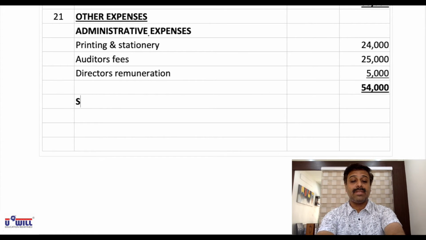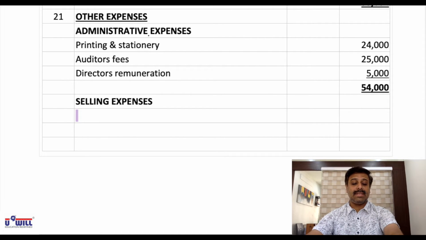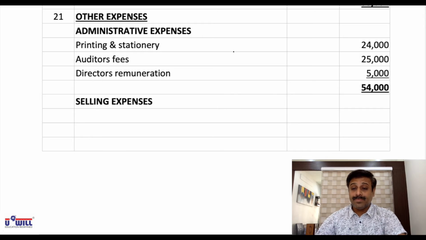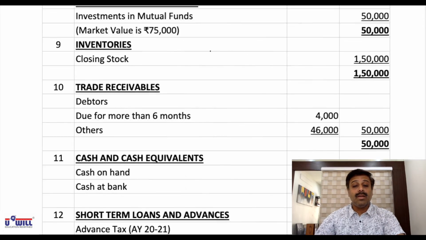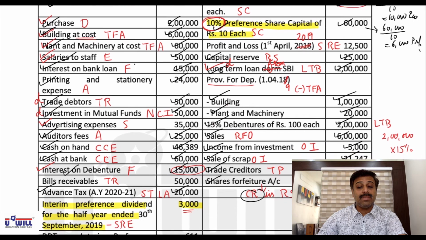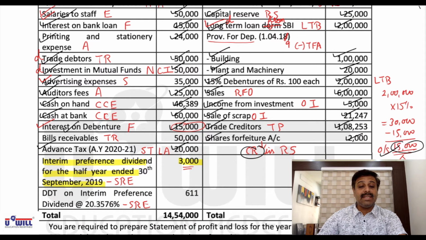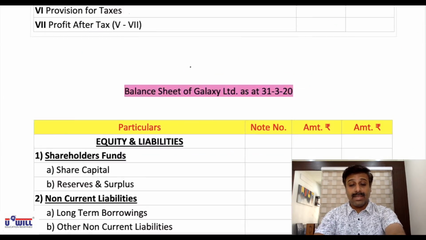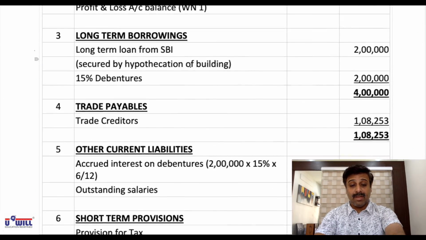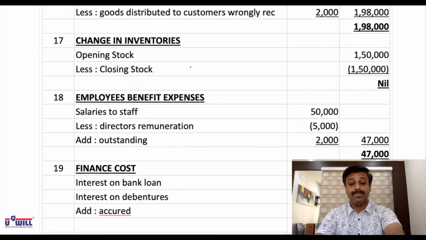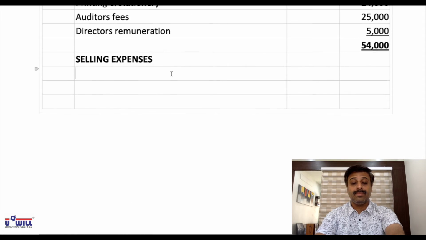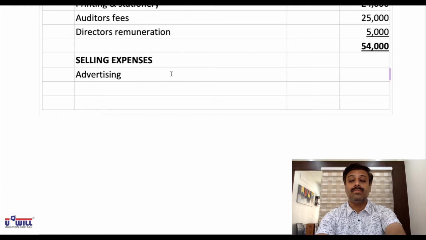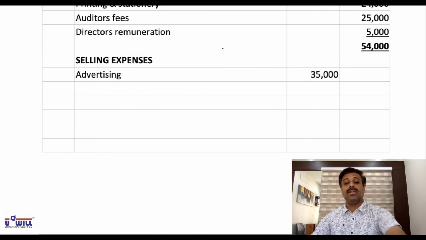Then selling expenses, all the items marked as S will be taken into consideration. In that, very first, we have selling expenses of advertising, and there is a tick on that, so 35,000 we will write in the inner column. Advertising, 35,000 in the inner column.